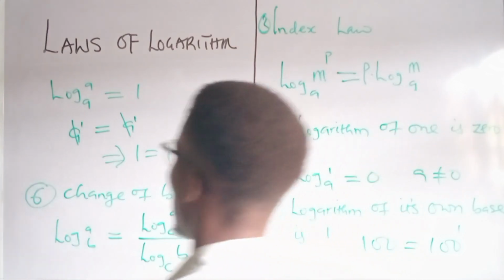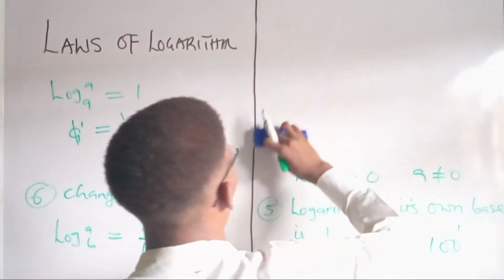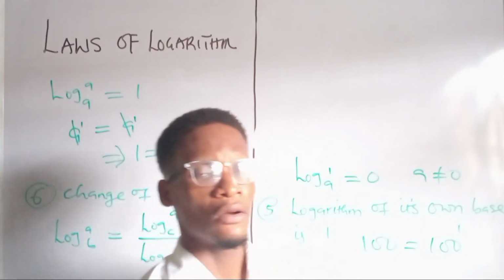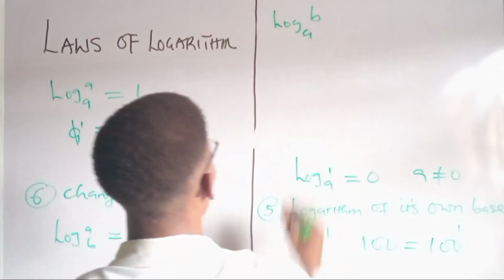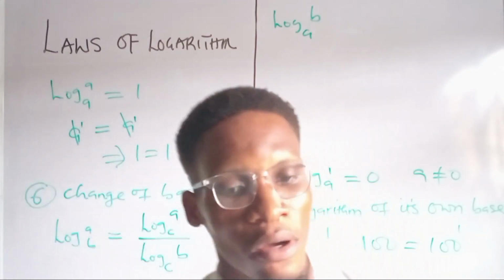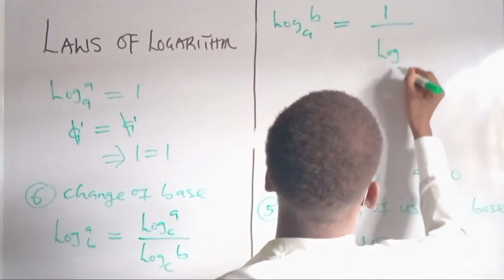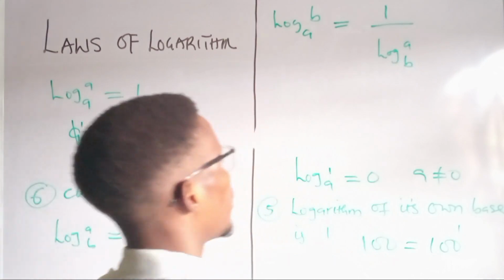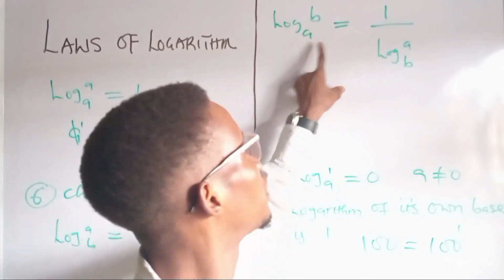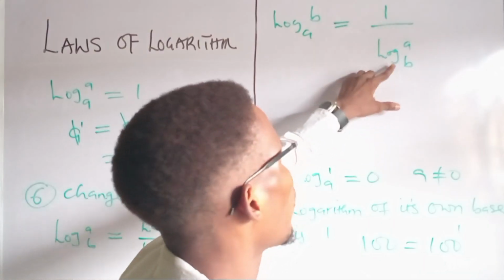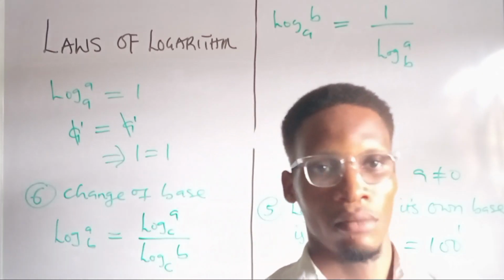All right, we have another one where we have log of b to base a. Okay, when you solve this one, you have this to be 1 all over log of a to base b. You can see it now that we're having log of b to base a here. Then we have to change the base here where we have 1 all over log of a to base b. That is the inverse form of it. All right, this is another way you can change the base.